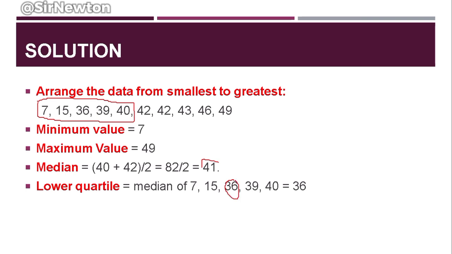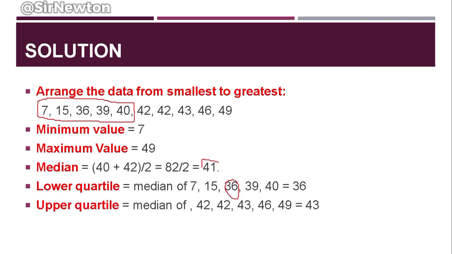Now, we have to find the upper quartile. The upper quartile is just the opposite of the lower quartile. Our median is 41. So we go back to our data set and select the numbers that are bigger or greater than 41. Here we have 42, 42, 43, 46, and 49.